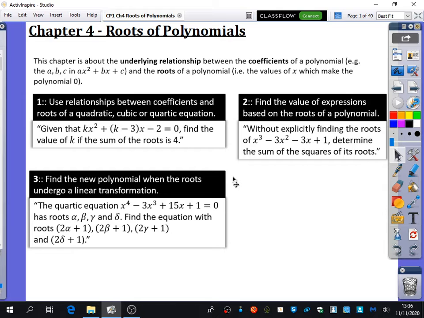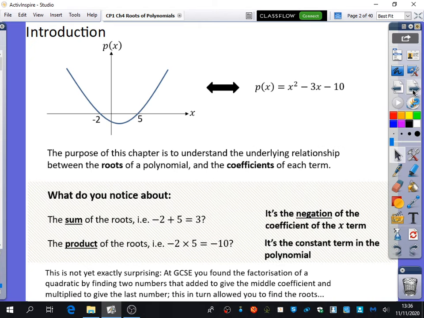And then the last thing that we do is when we transform some of the roots, what the polynomial might change to as well. All of these things will make a lot more sense when we dive in and have a look at them. So as a bit of an introduction here, I have got a quadratic plotted on this graph, and clearly the roots of this quadratic are at -2 and 5 where it crosses, and the quadratic is x squared minus 3x minus 10.